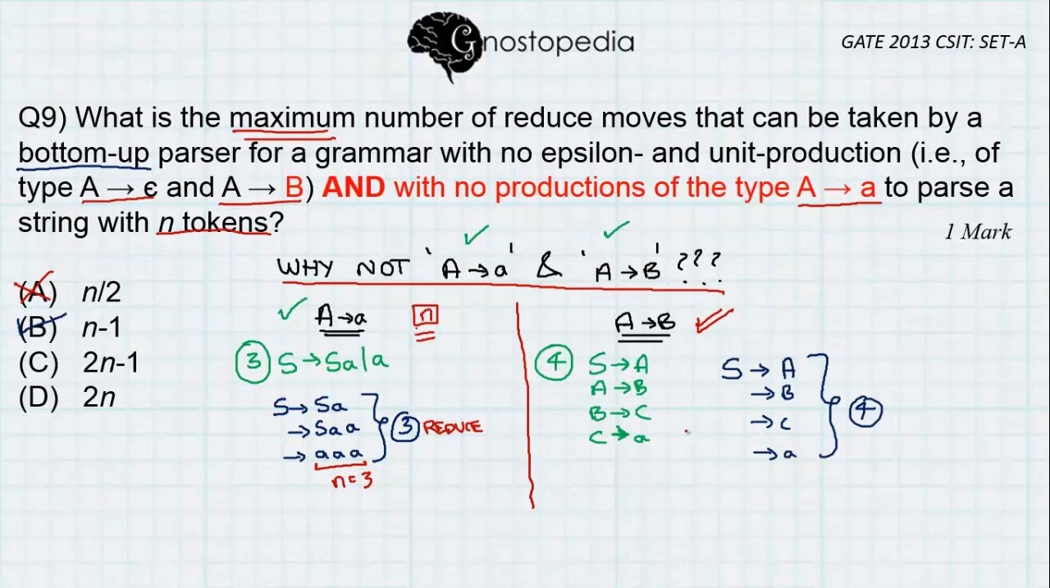As you can see in this example, to parse a string of length n equal to 1, you have 4 reduced moves required. As you can see, unit productions are useless and they unnecessarily increase the compile time of any program. Again, even though it is greater, there is no relation such as 2n or 2n minus 1, and hence we can never come to know the proper approximate answer, and hence C and D also cannot be right, and hence B is the only correct answer.